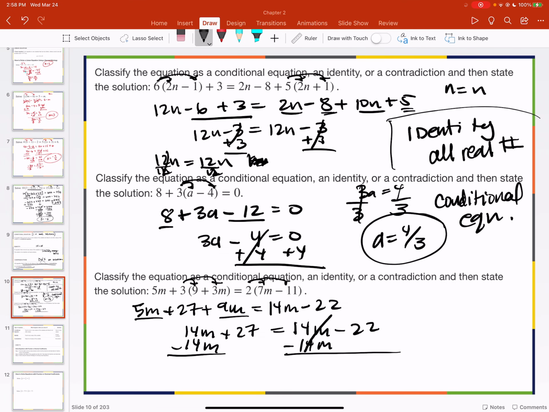I entirely cancel out the variable. So I get 27 is equal to negative 22, which is false. So that means no solution.